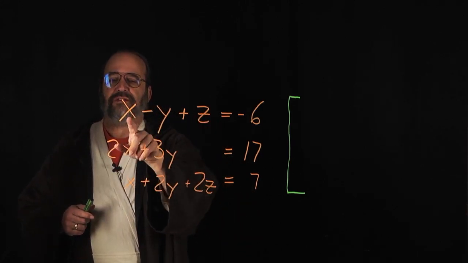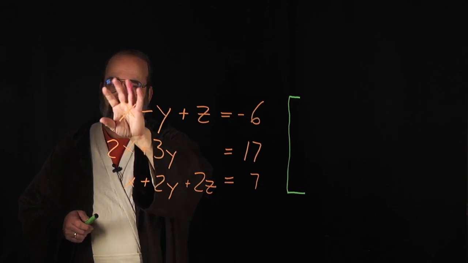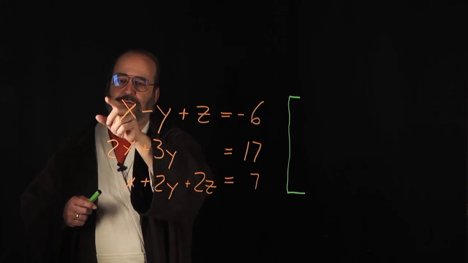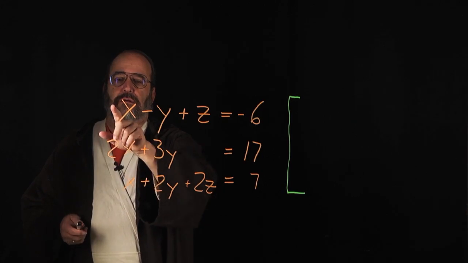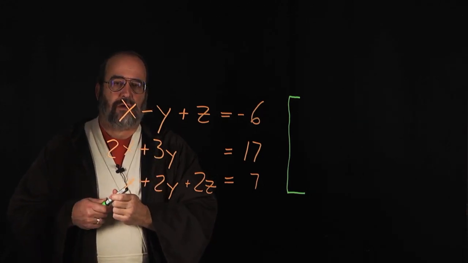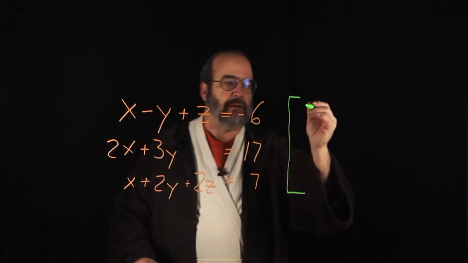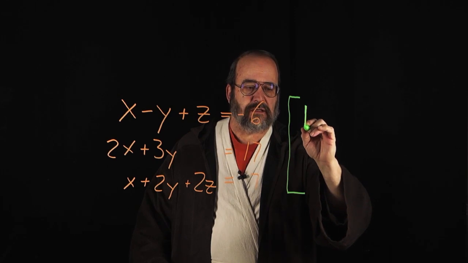So the coefficient of x in this first equation is 1, even though there's nothing there. Remember, 1 times x is the same as x. We wouldn't put a 0 there because 0 times x would be nothing. It would be gone. So my coefficient here is 1. I want to put that in the first row, the first column. So I'm going to start my coefficient matrix over here, and it's simply 1.